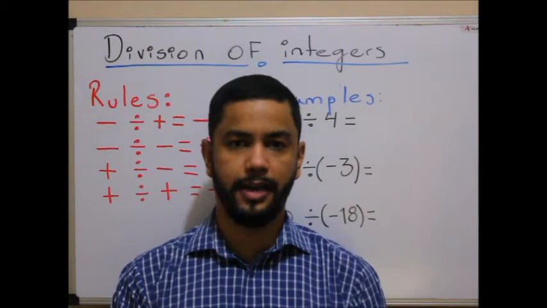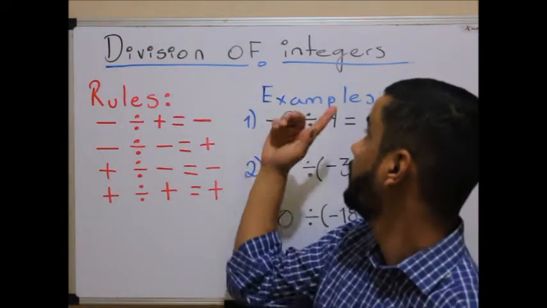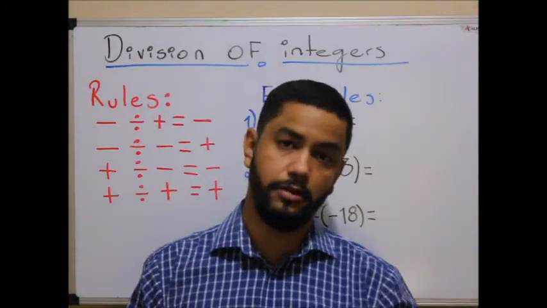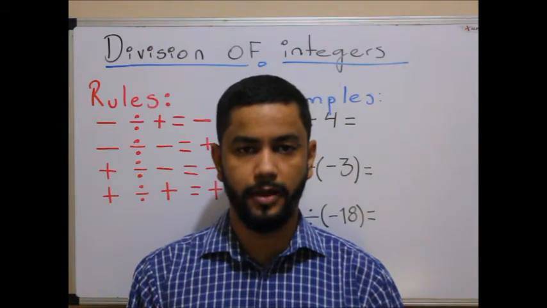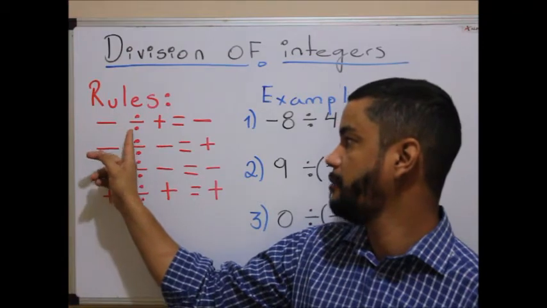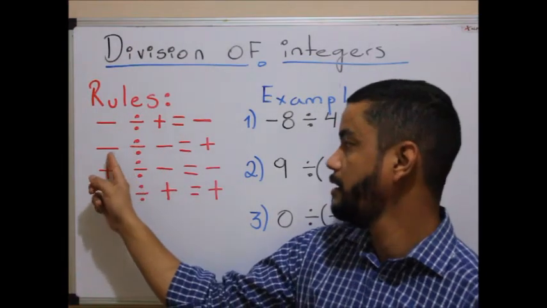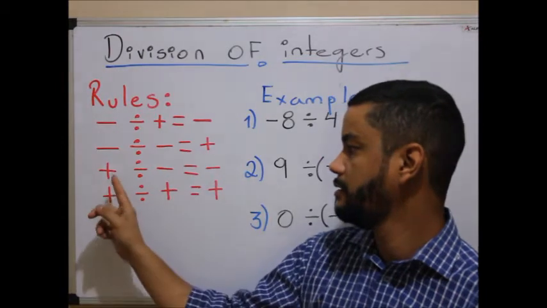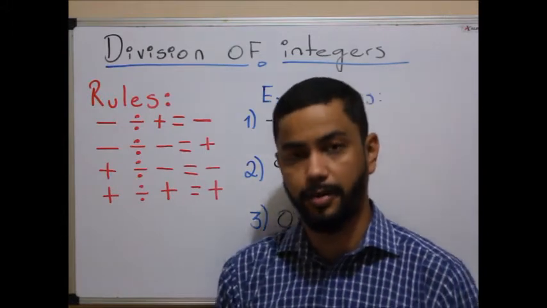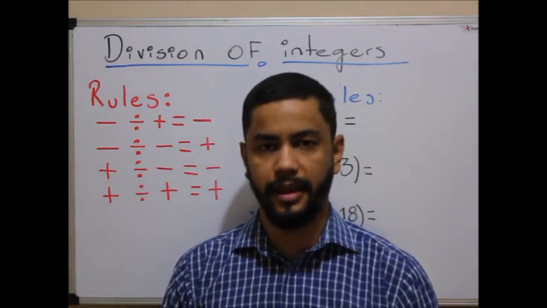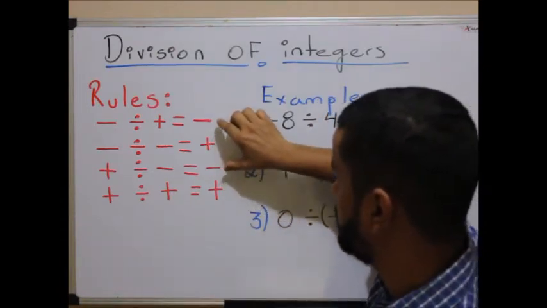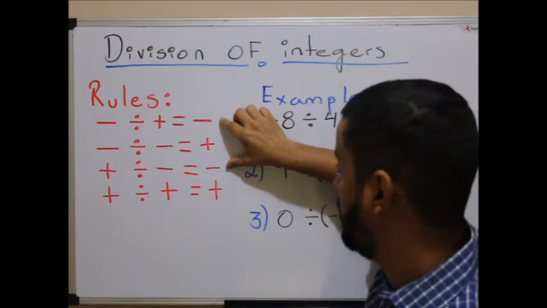Okay, for our last topic of integers, we're going to work with the division of them. We're going to use the same rules that we learned with the multiplication, so we're going to have them here. Negative divided by a positive will be negative. Negative divided by negative is positive. Positive divided by negative is negative, and positive divided by positive is positive. So the same sign will give us a positive solution, and different sign will give us a negative solution.